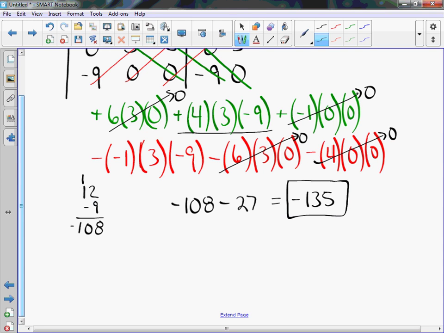That one's really nicely set up with all the zeros in it. Sometimes they're not so kind. You have to actually multiply out each one of those terms. So that is finding the determinants of a 2 by 2 and of a 3 by 3 matrix.